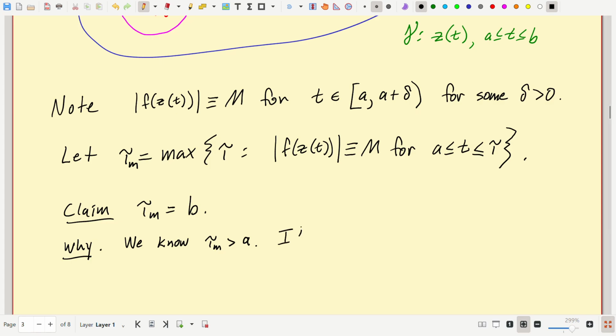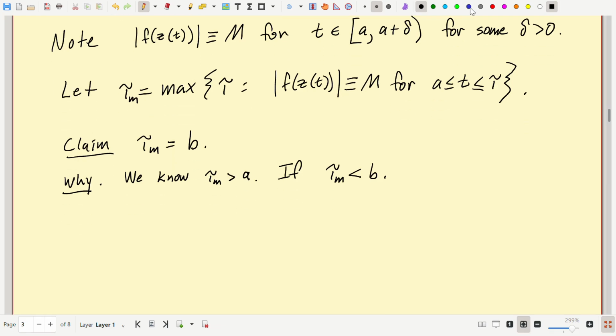If tau max is less than b, well then you've got this, my green curve here would start at z naught and go to z, and it would be b on a whole bunch. This would be z of tau max, right there. It wouldn't get all the way to z.